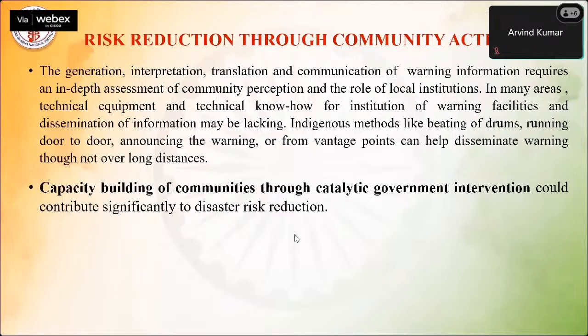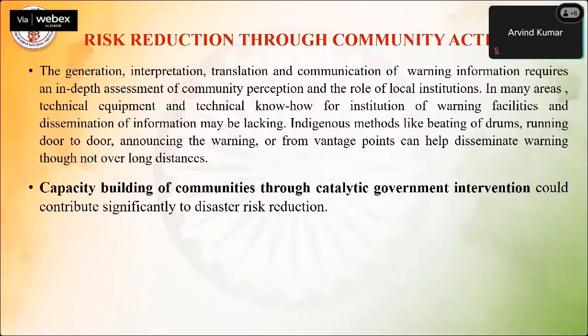And then the capacity building of the community. That means the community's capacity is enhanced if the community is trained, and if equipment is given to the community in time. Let us say in CBRN cases, the most important thing is detection. Detection is the most important aspect of any CBRN event or CBRN emergency. If the community is prepared, it can be detected in time and measures can be taken.